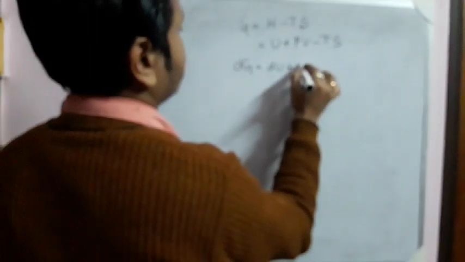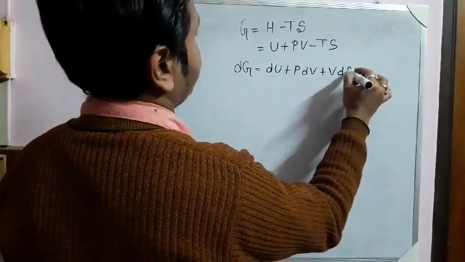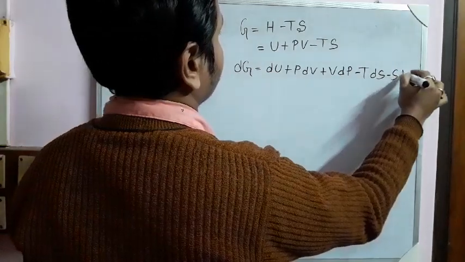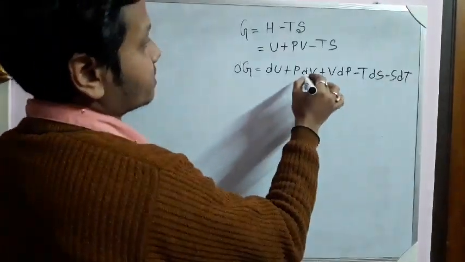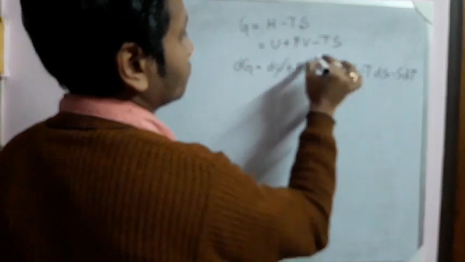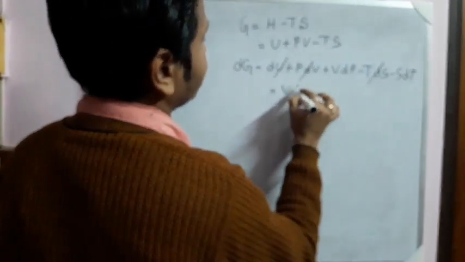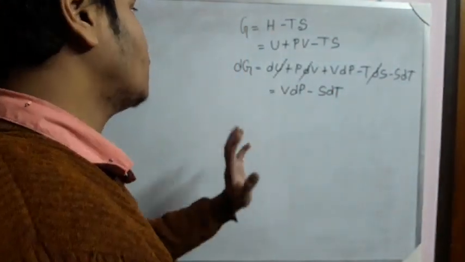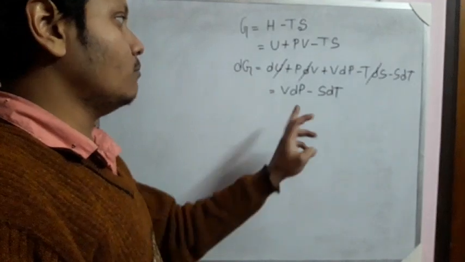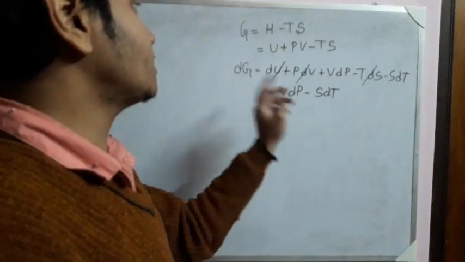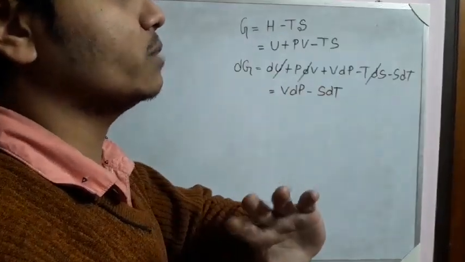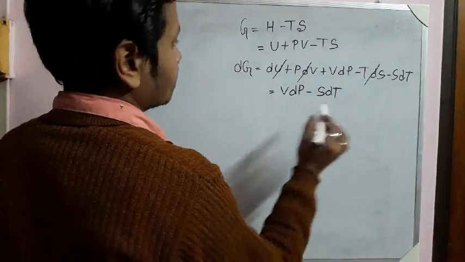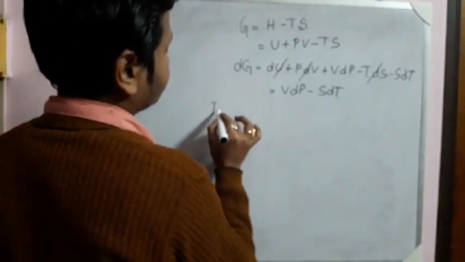If you take the derivative, this will be dU plus PdV plus VdP minus TdS minus SdT. So dU plus PdV means dQ, and dQ means TdS, so these three terms cancel. We are left with VdP minus SdT. So clearly it is a thermodynamic potential that tends to minimum at constant pressure and temperature. At constant pressure and temperature, this thermodynamic potential tends to become minimum. So that is for an isobaric isothermal process.